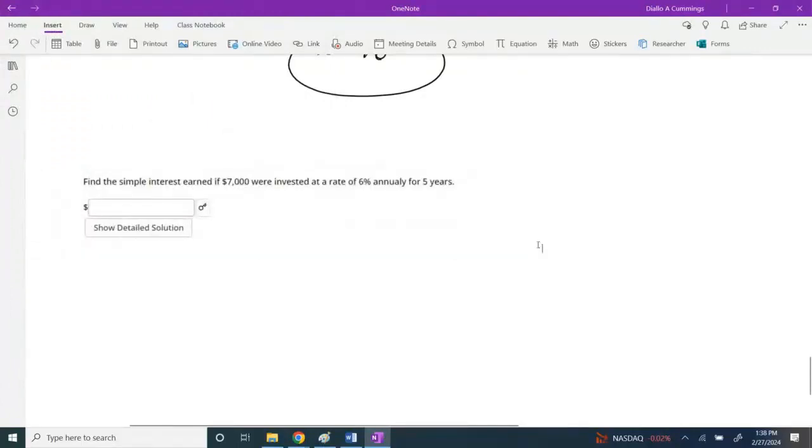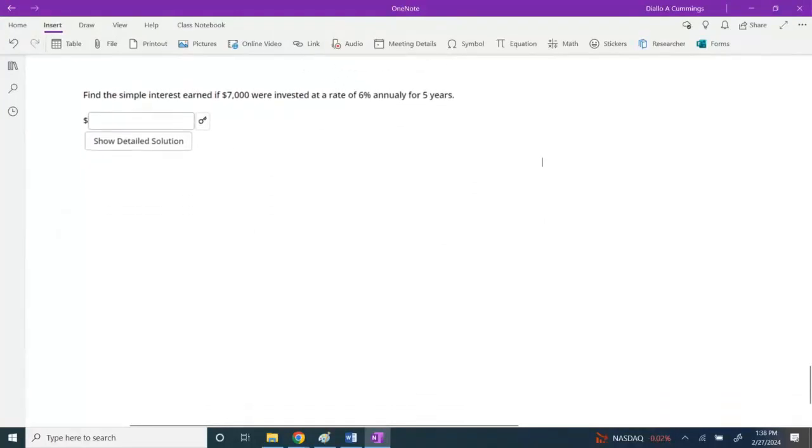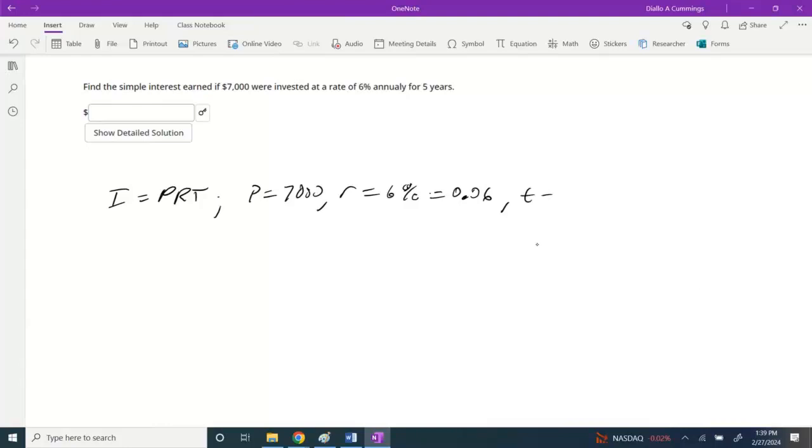All right, so we're asked to find the simple interest earned if $7,000 is invested at a rate of 6% annually for 5 years. So I is equal to P times R times T. P is 7,000. R is 6%. But we have to change that to a decimal, 0.06. Right, just drop the percent symbol and move that decimal 2 places to the left. And the time, which has to be in years, is 5.